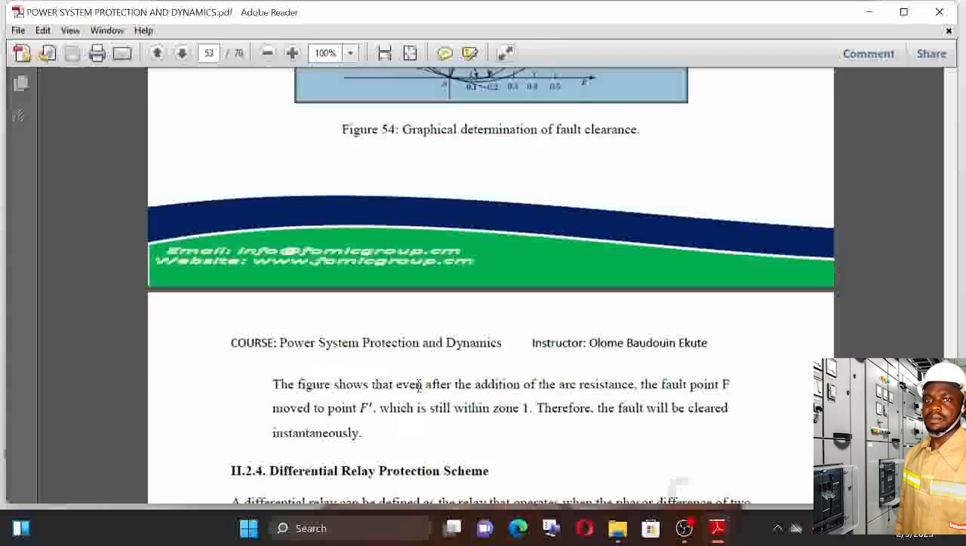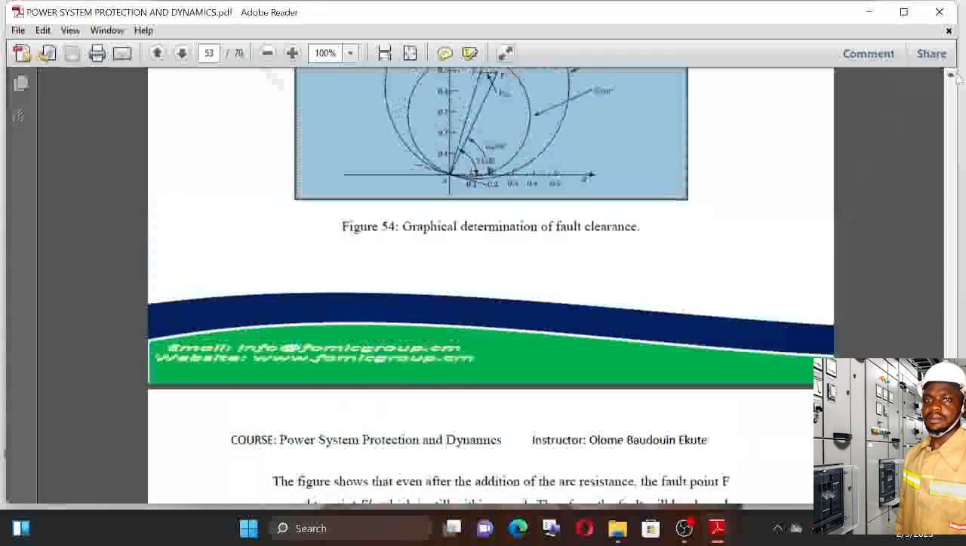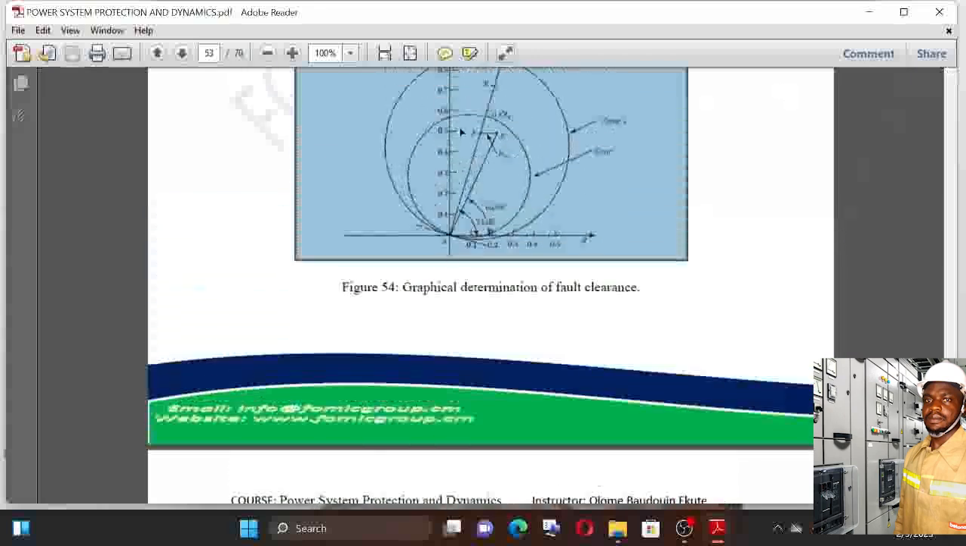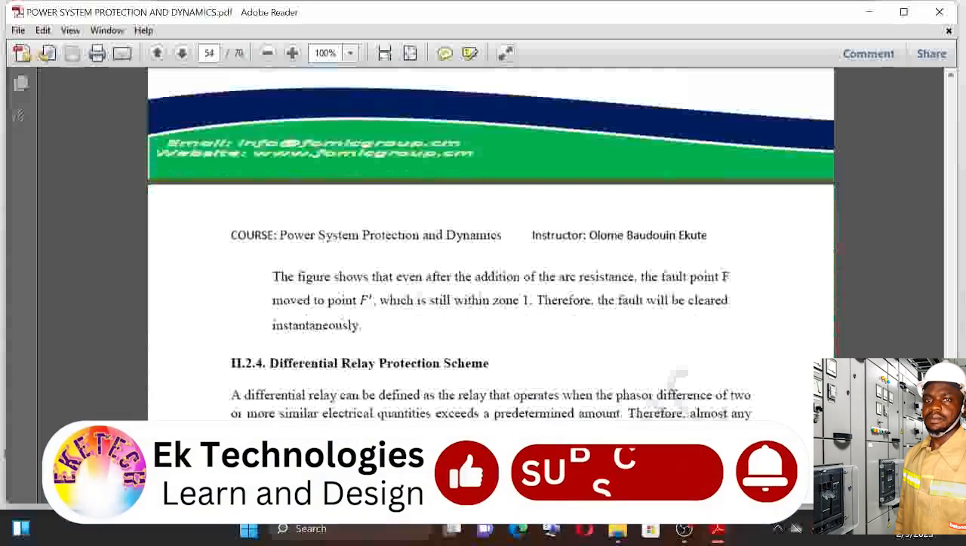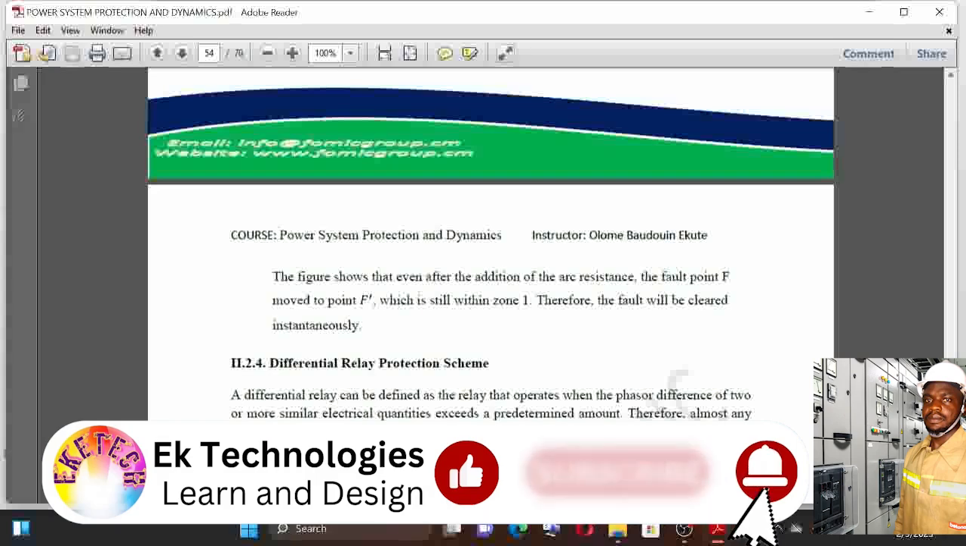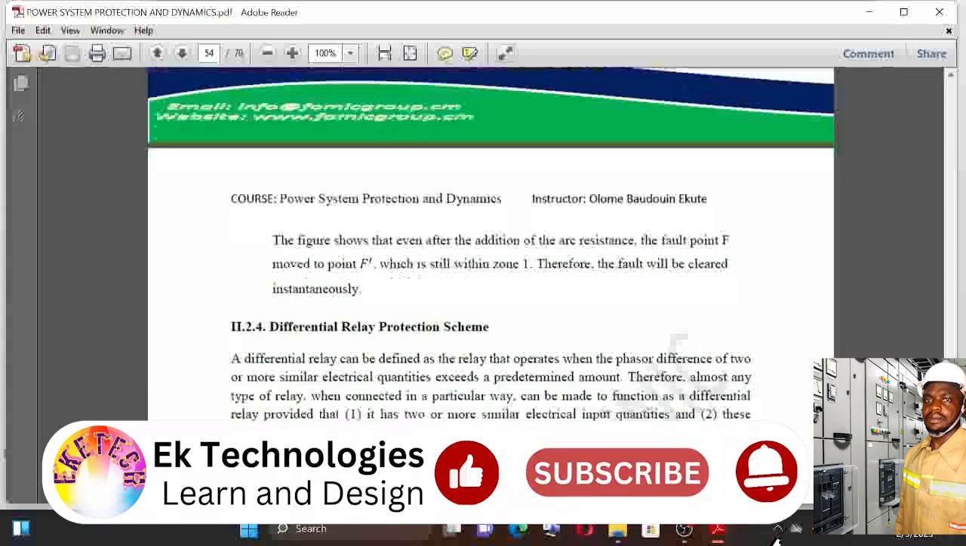Okay, then there's a conclusion. The figure shows that even after addition of the arc resistance, the fault point F is moved to F prime. You can see that on the diagram here. This fault point F is moved to this point F prime, which is still within zone 1. Since it's still within zone 1, the fault will be cleared instantly. So that's the conclusion.